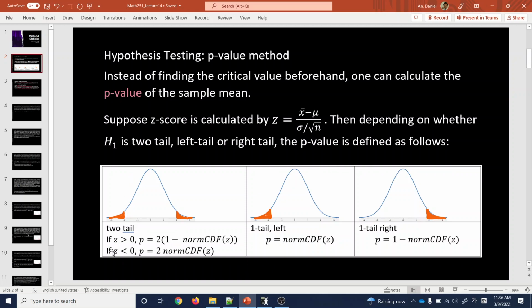So if your h1 is two-tail, and your z-value is positive, then you're trying to see how significant the rejection region, or how do you say it, the outer bounds bounded by your z-score is. Okay, so you're trying to figure out the area of the z-score that you calculated.